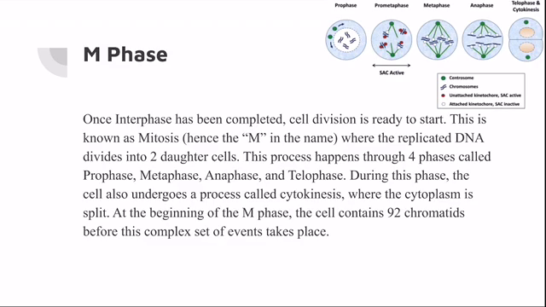M phase. Once interphase has been completed, the cell division is ready to start. This is known as mitosis, hence the M in the name, where the replicated DNA divides into two daughter cells. This process happens through four phases called prophase, metaphase, anaphase, and telophase. During this phase, the cell also undergoes a process called cytokinesis, where the cytoplasm is split. At the beginning of the M phase, the cell contains 92 chromatids before this complex set of events takes place.